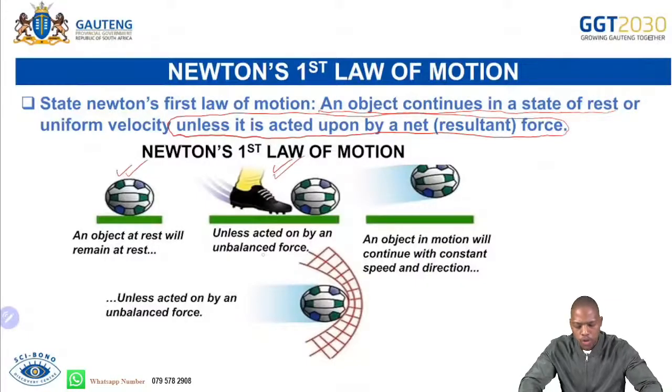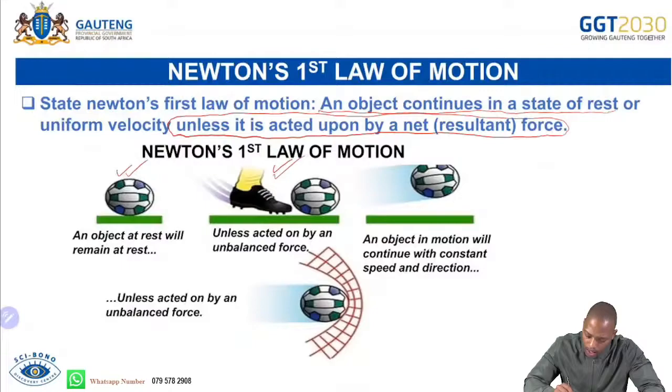Moving. So it changed because there was a net force that acted on it. An object continues in a state of rest or uniform velocity unless it is acted upon by a net force. Now, once the object has been kicked by the player and starts moving in this direction, the expectation is that, according to Newton's first law of motion, this object should now continue moving forever. It should continue moving with the same speed forever.